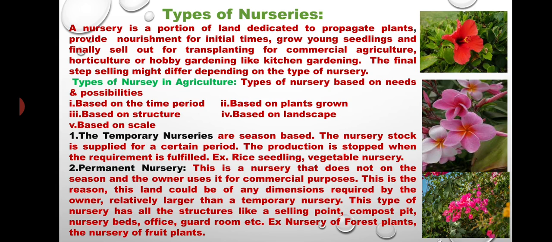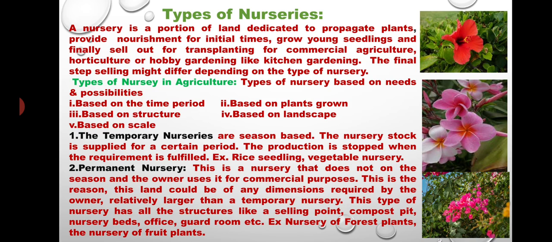Types of nursery in agriculture. Types of nursery based on needs and possibilities. The first one is based on the time period. Second one is based on plant grown. Third one is based on structure. Fourth one is based on landscape. Lastly, based on sale.